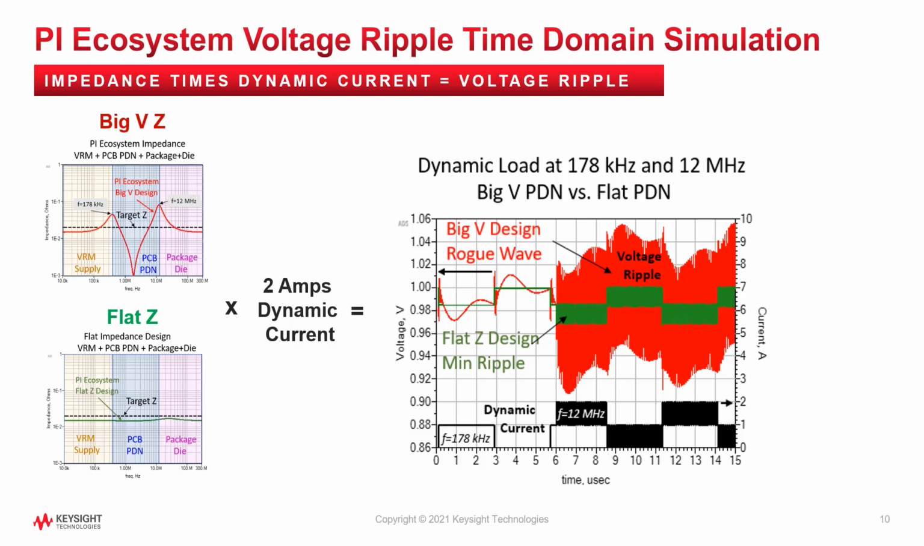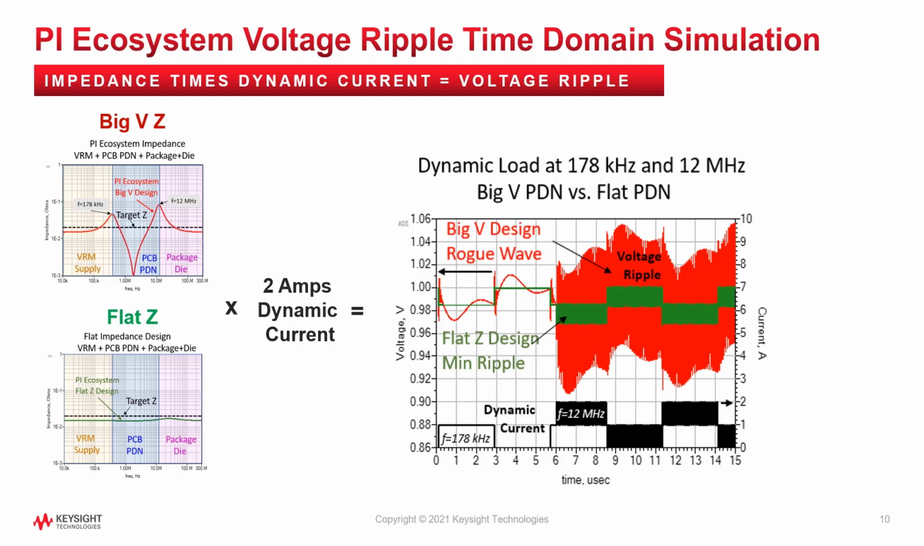The graph shows the dynamic current pulsing on and off versus time at 178 kHz to excite the first impedance peak in the big V design. Then, at the peak of the first frequency, the second resonance is excited with an additional dynamic load at 12 MHz. The resulting excessive voltage ripple shown in red is often called a rogue wave, since the voltage ripple of the two resonances can add together if the two voltage peaks happen at the same time.